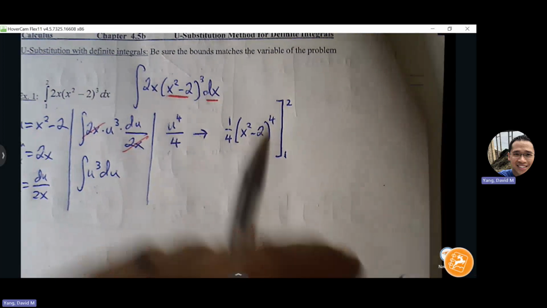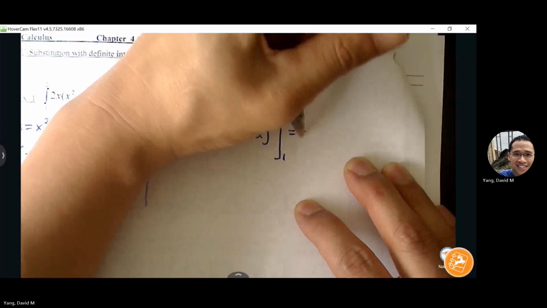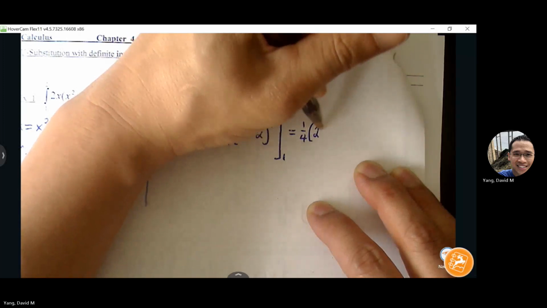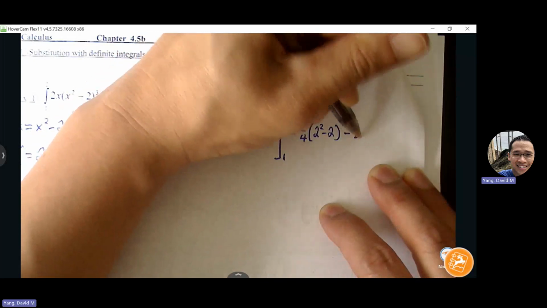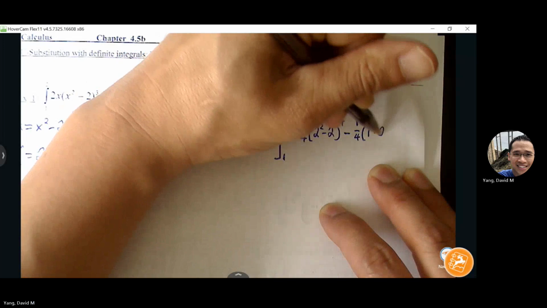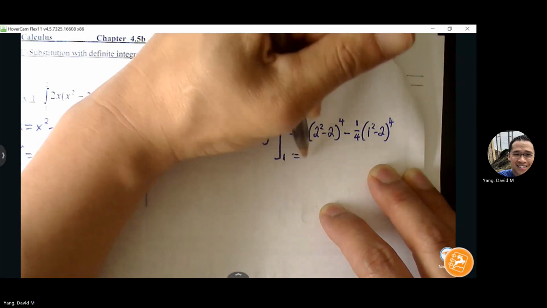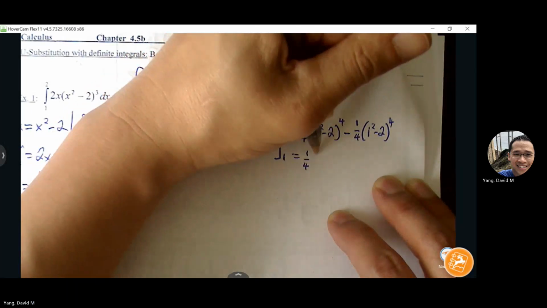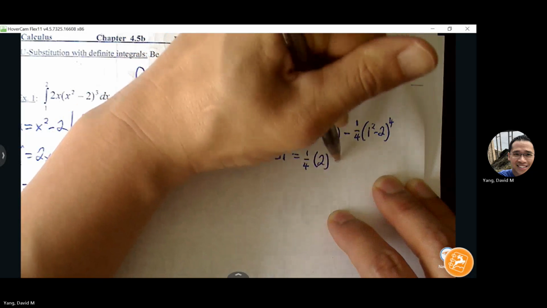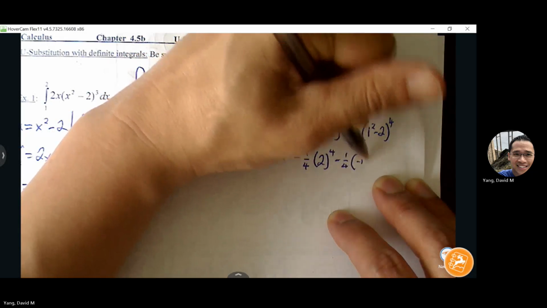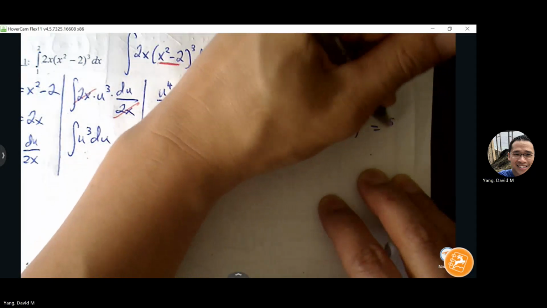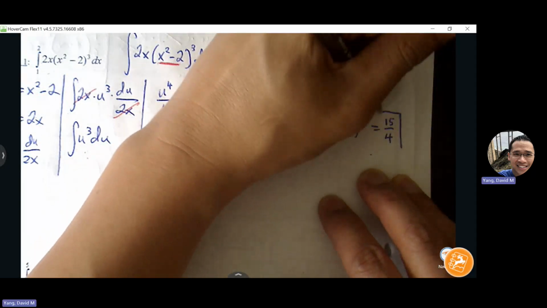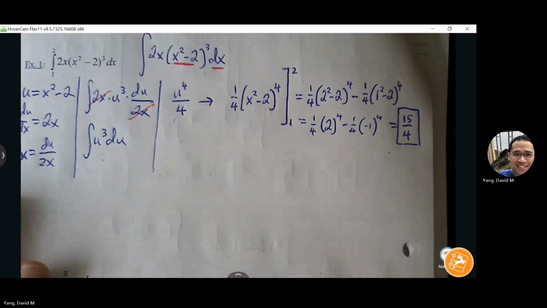Upper bound first. Minus the lower bound. 16/4 minus 1/4 is 15/4. This is my area related answer.